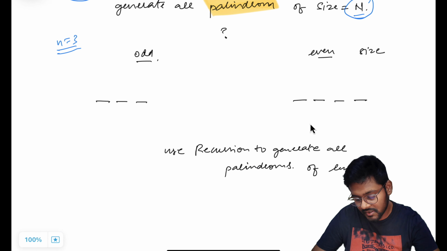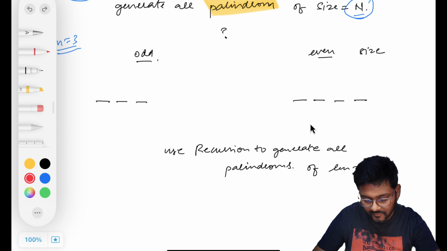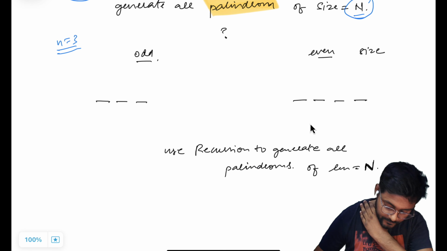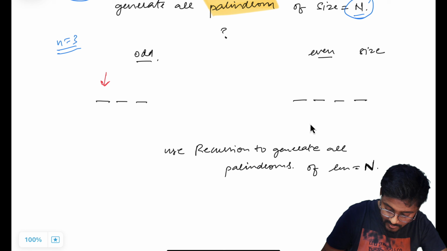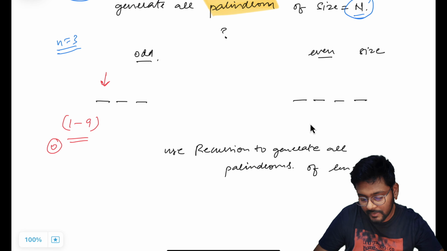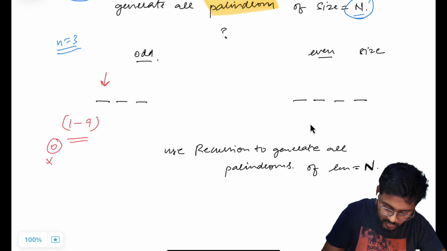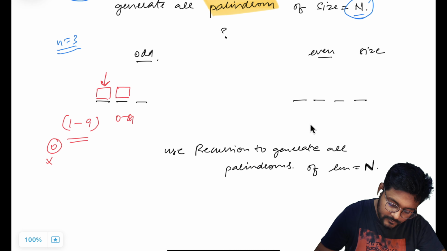For the generation of the palindrome, first of all, I need to see what different possibilities I can put at index 0. At index 0, what are all the different possibilities I can put? I can put digits from 1 to 9. Why not 0? Because the problem statement already says we cannot have leading zeros. So 0 I need to avoid for the first position. Apart from that, at the other positions we can take anything from 0 to 9.